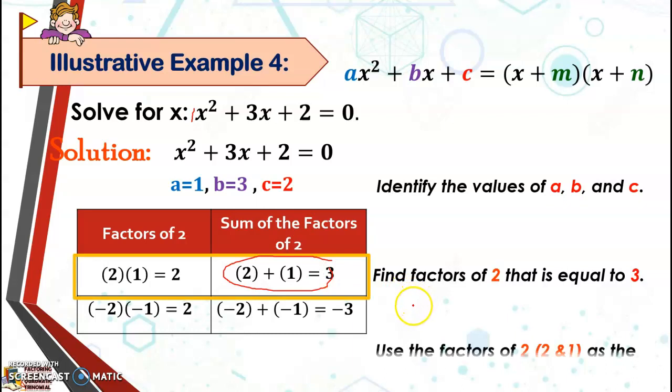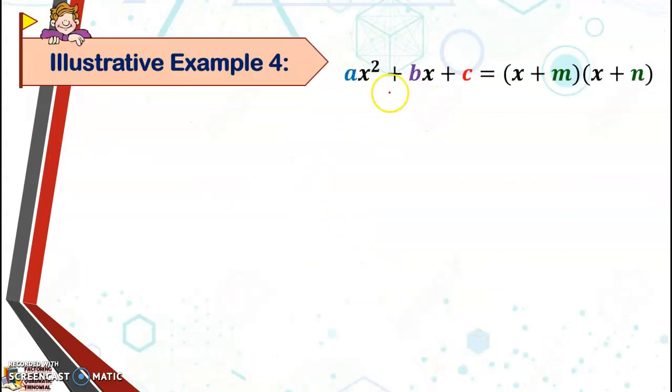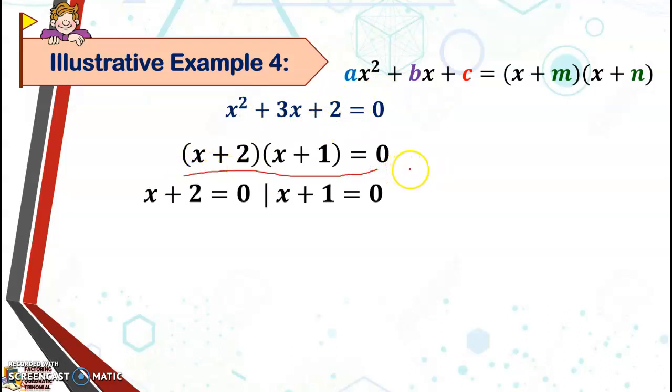After that, we use the factors 2 and 1 as the second terms. We make two pairs of parentheses, which become x plus 2 and x plus 1 equal to 0. Both of them are positive. We are not done yet, we still have to continue solving. Since it's already factored, we can now proceed to step 4.